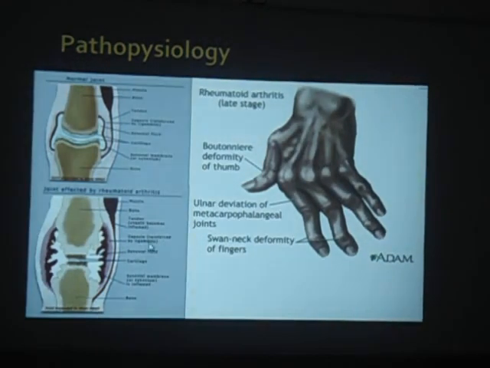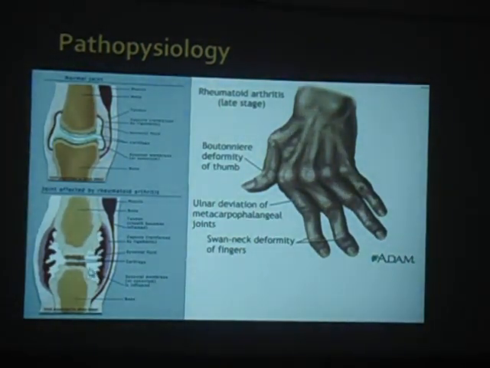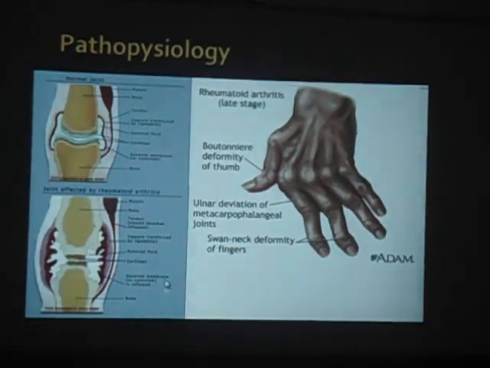What has happened here? Here you can see there is capsular swelling. This is a normal joint. This is an abnormal joint. There is an increase in the synovial fluid there. The joint cartilage, you can see it is fully covering here. It is damaged and very small. That is what is happening in rheumatoid arthritis.